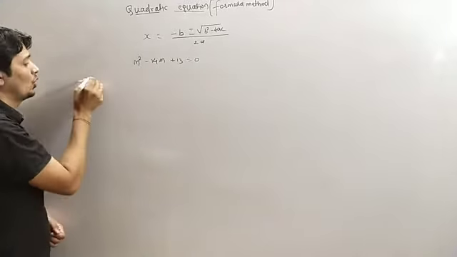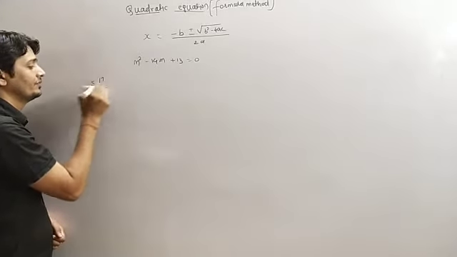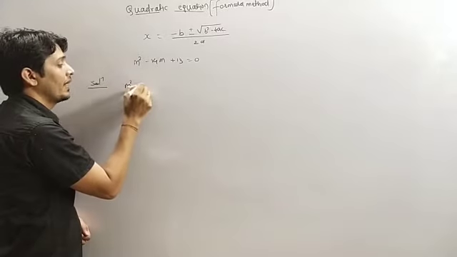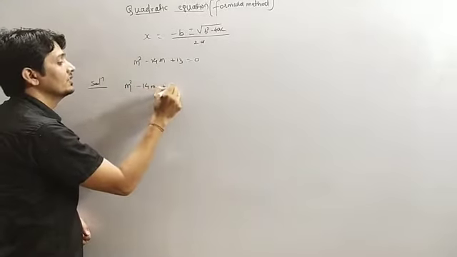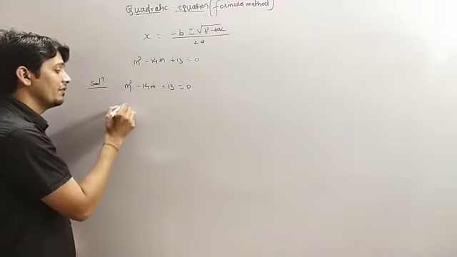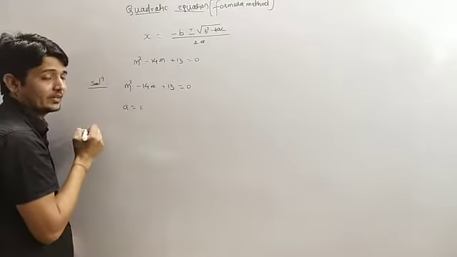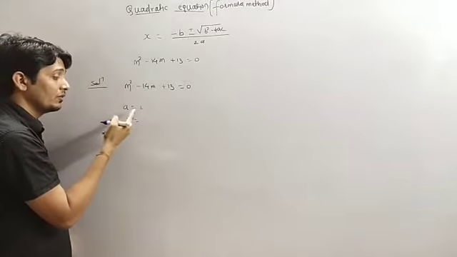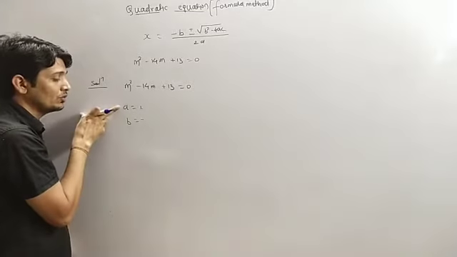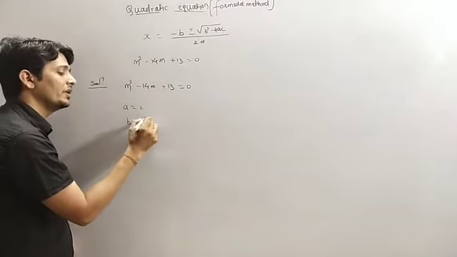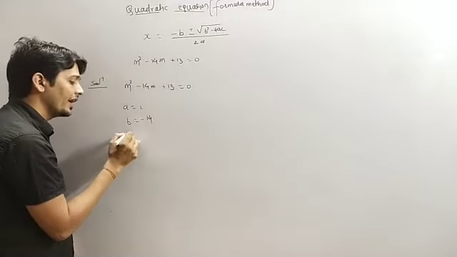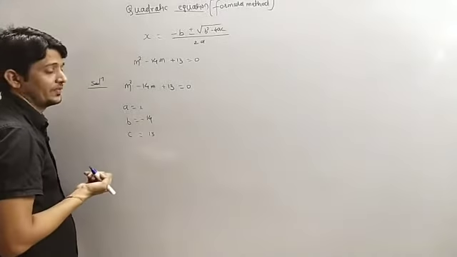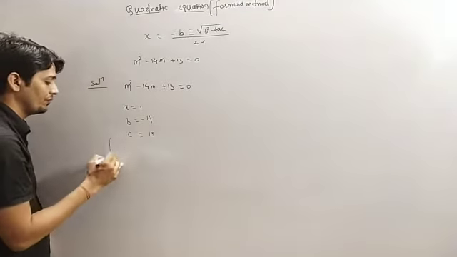So now we have to solve. Solution: what is our quadratic equation? We have m square minus 14m plus 13 equals 0. Here we have a equals 1, then b equals minus 14. You just have to identify your values of a, b and c. So b equals minus 14 and c equals 13.